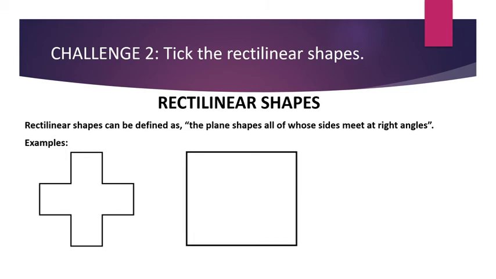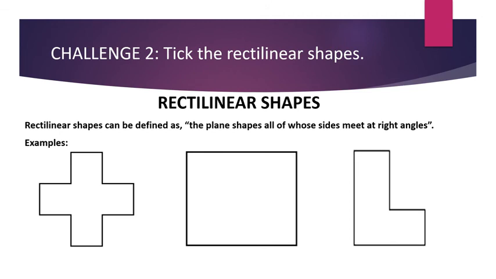And the next shape, you can see it is a square. From here you can see it is making right angle. From here you can see it is making right angle. From this corner it is also making right angle, and from this corner it is also making right angle. It means that from all sides it is making right angles. So this shape is a rectilinear shape, and also this shape has plane surface.